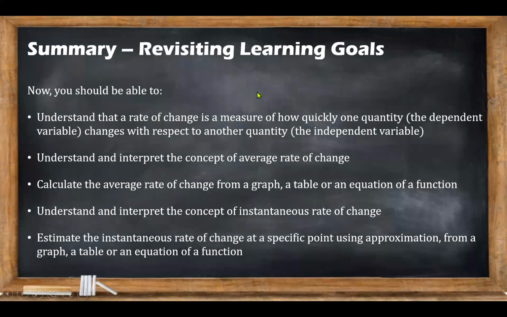So finally, let's make a quick recap of today's learning goals. After this lesson, you should be able to understand that a rate of change is a measure of how quickly one quantity, that is a dependent variable, changes with respect to another quantity, which is the independent variable. Then understand and interpret the concept of average rate of change. Then calculate the average rate of change from a graph, a table, or an equation of a function.